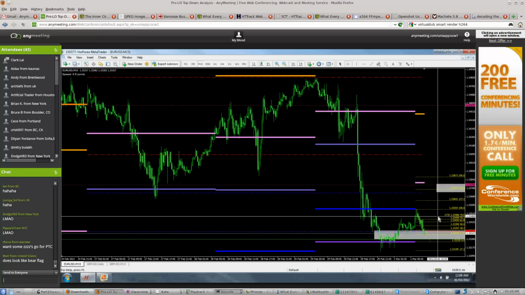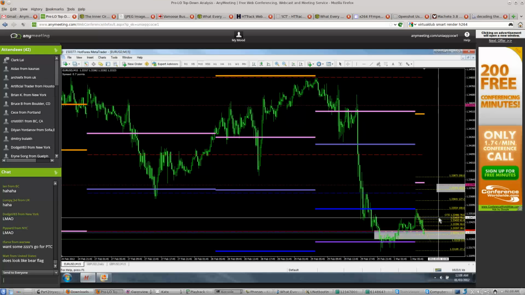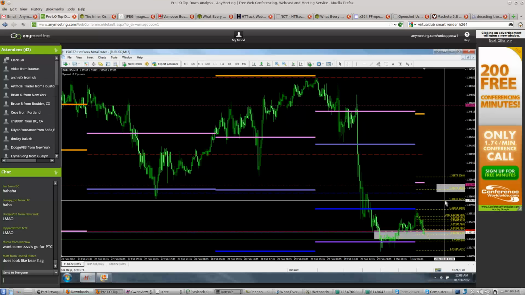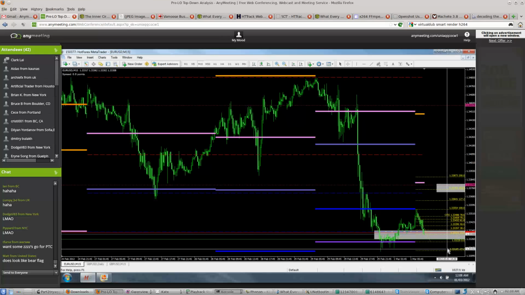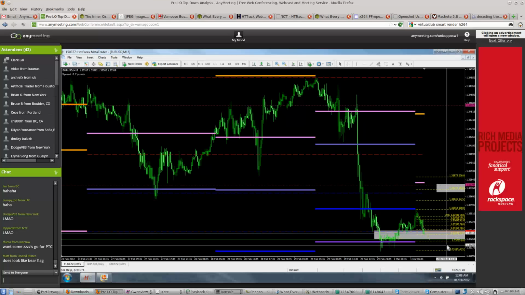Another thing is, I haven't watched the video yet, but a friend did tell me about the ICT reflection pattern, and the fact that if it breaks through the 78.6, it'll actually hit the 100 or the 127.2, where then it'll go short. I haven't watched the video yet. My friend just told me about it.